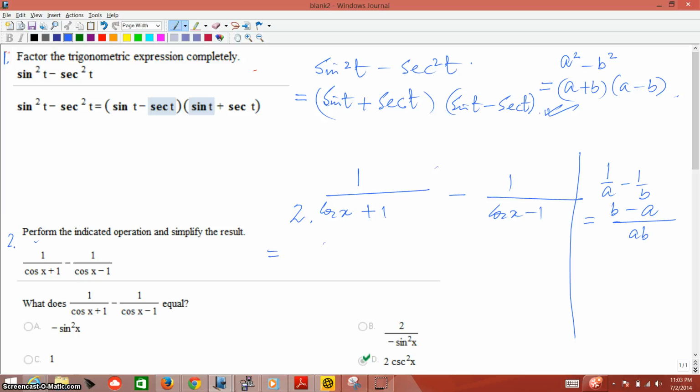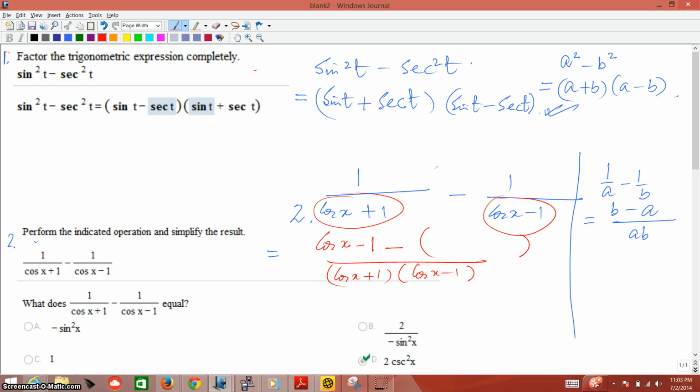In this particular case, notice I have two different denominators. So I'm going to come up with the common denominator, which will turn out to be cosine x plus 1 times cosine x minus 1. So I'm going to simplify the numerator and it comes out to be cosine x minus 1, and there was already a negative sign with it, so I'm going to put everything after that within parentheses. So this part will come out to be cosine x plus 1. I hope you know exactly how to simplify this part.